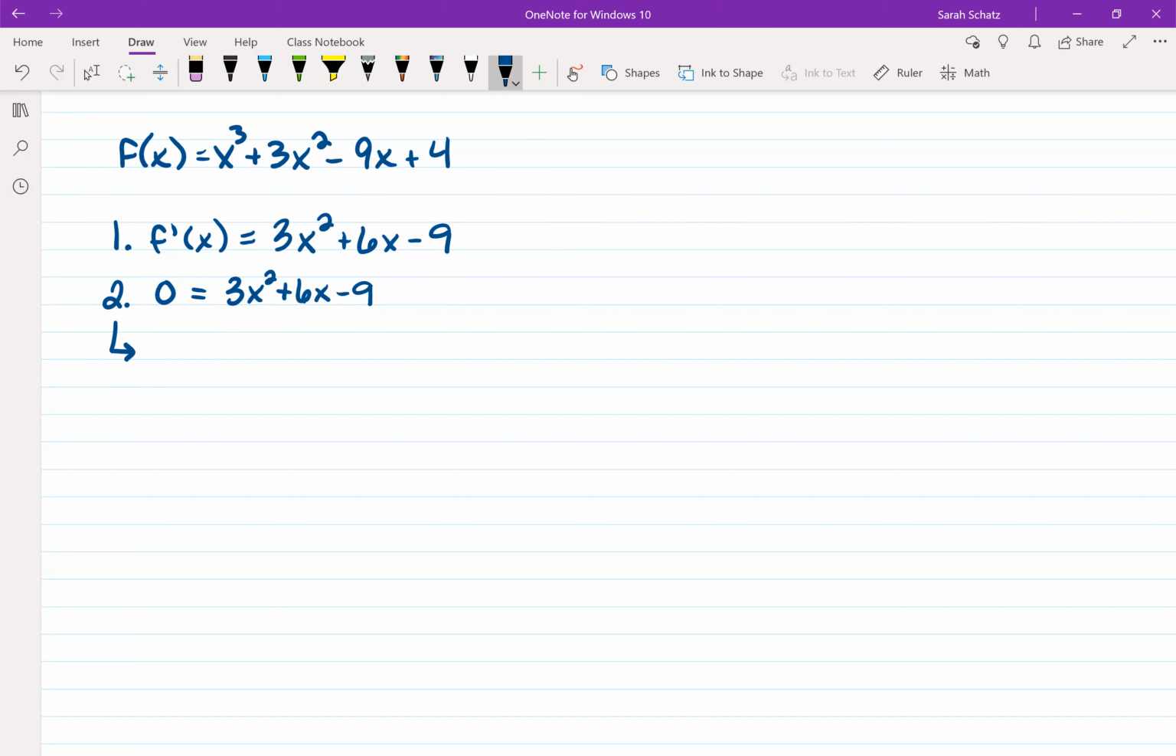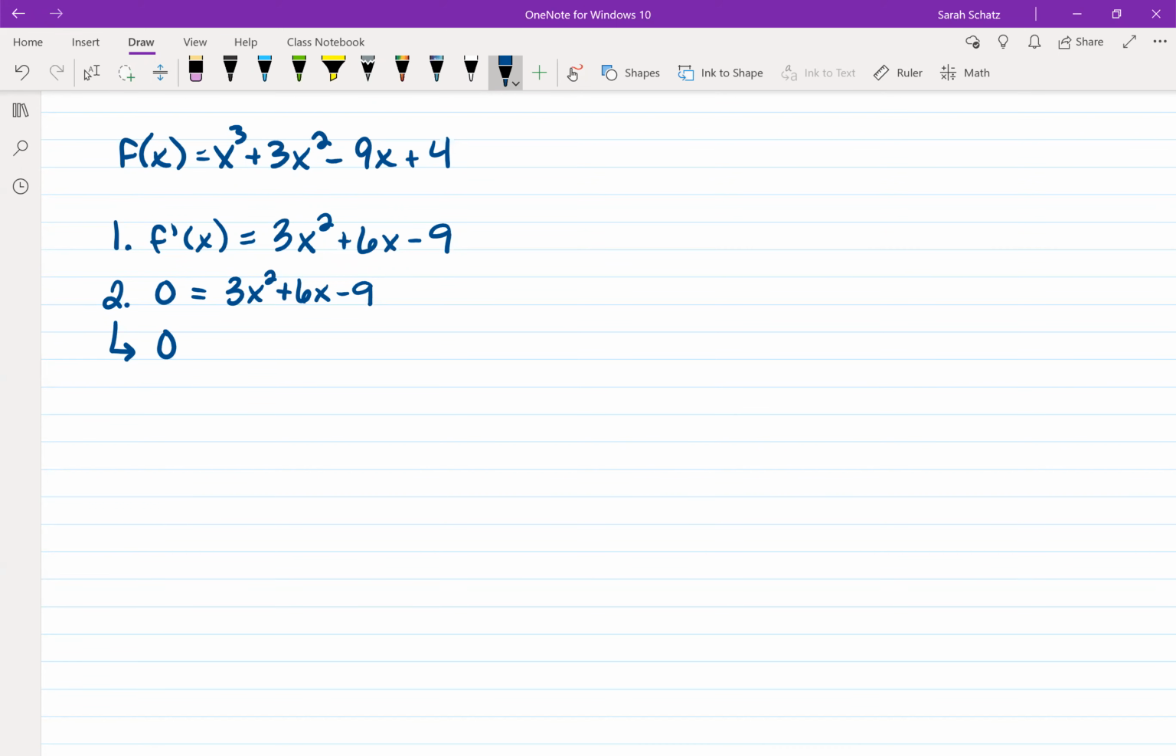Okay, this is a quadratic expression, right? I've got the x squared in there. I've got all those 3 terms. You guys, how am I going to solve this? This is where that factoring comes in. So this is why we reviewed factoring, because I have to factor this so I can solve for x.